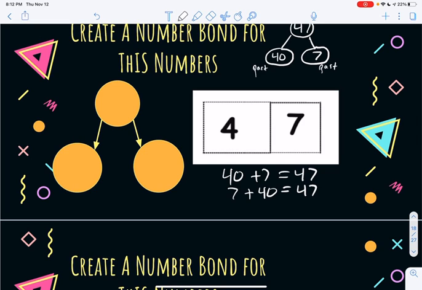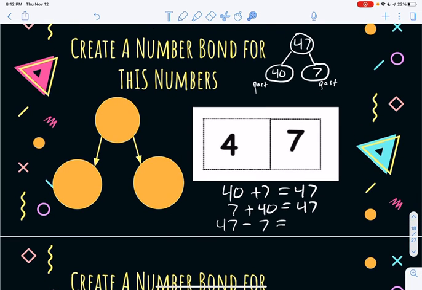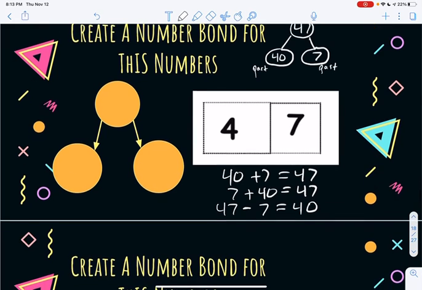Okay, I'm going to throw a little curveball at you right now. How about 47 minus 7? What would that equal? If we look back up to where my number bond is, we have 47 minus 40. Do you think that would equal 7? It would. The cool thing about number bonds is the whole can be subtracted by a part, and you get the other part, or the parts can be added together to make the whole.